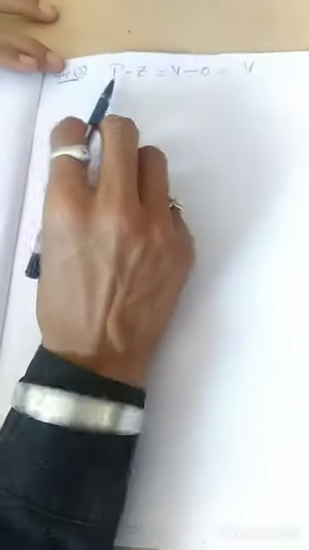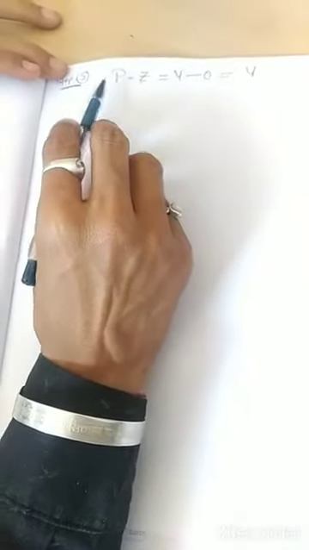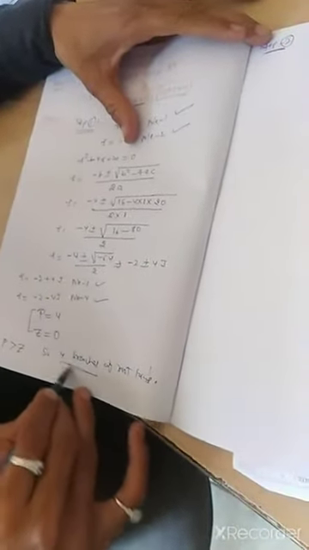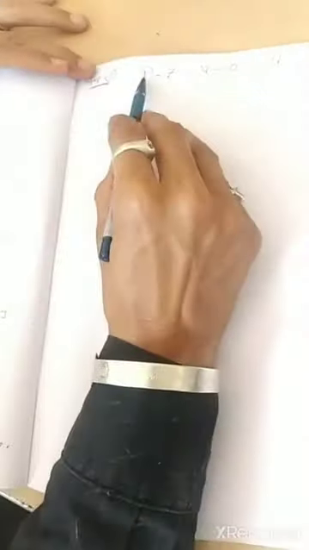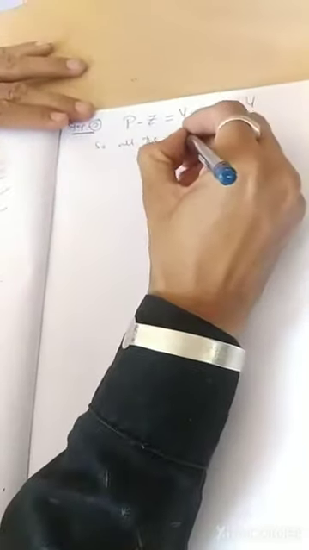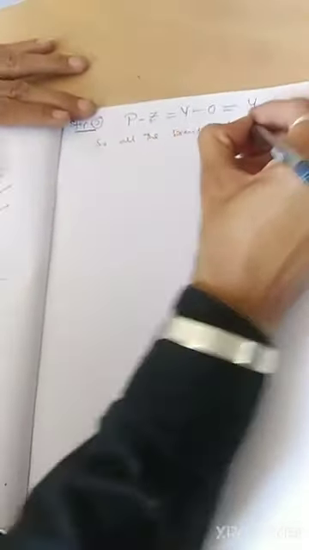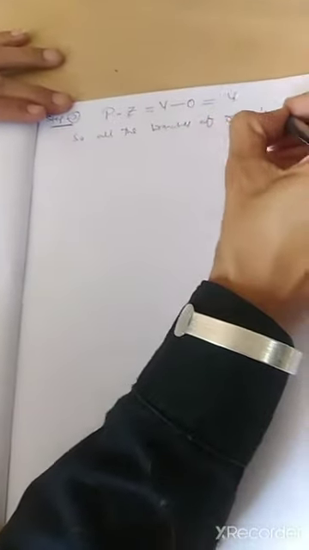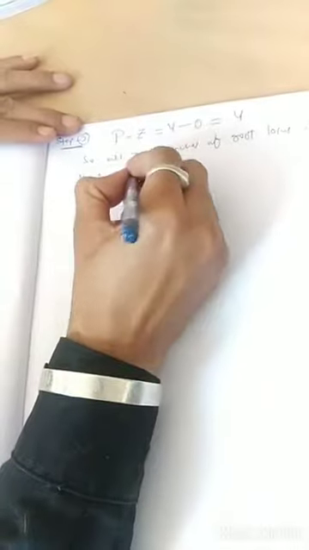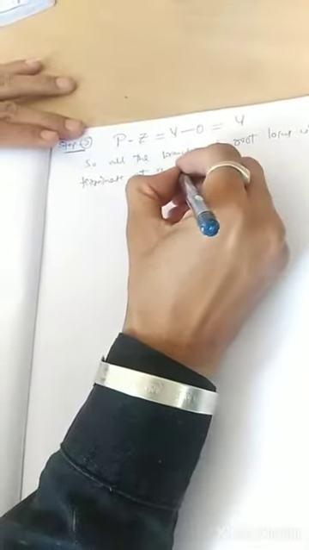But here in step number first we found 4 branches of root locus in total, and here also the answer of P minus Z is equal to 4. It means all the 4 branches will terminate at infinity. So all the branches of root locus will terminate at infinity.